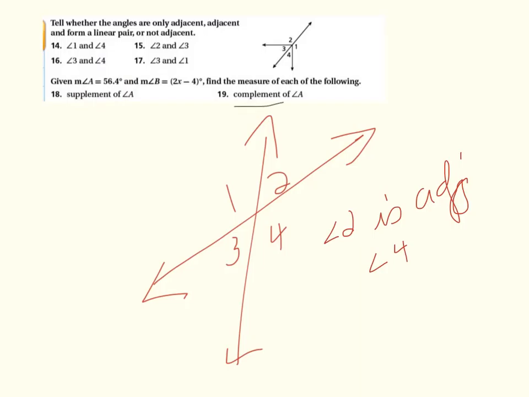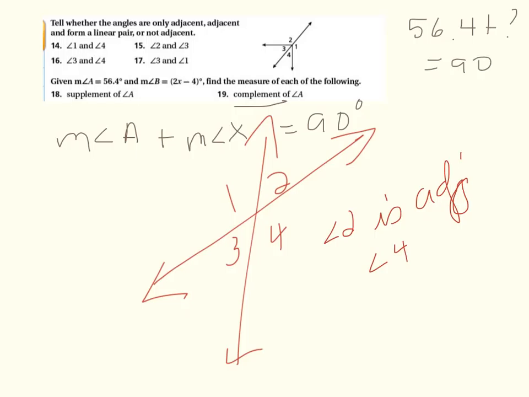Now, a complement means that they add up to 90. So you know that the measure of angle A plus its complement, so the measure of angle, let's call that X, is going to equal 90 degrees. And so you know angle A, so you know that 56.4 plus that angle, which you don't know, equals 90.